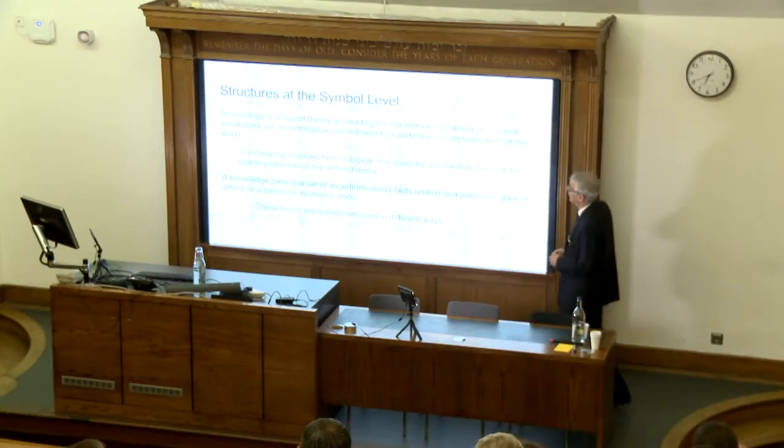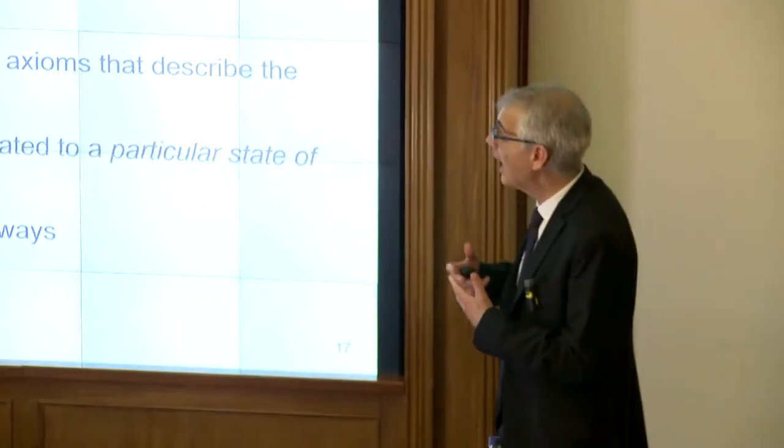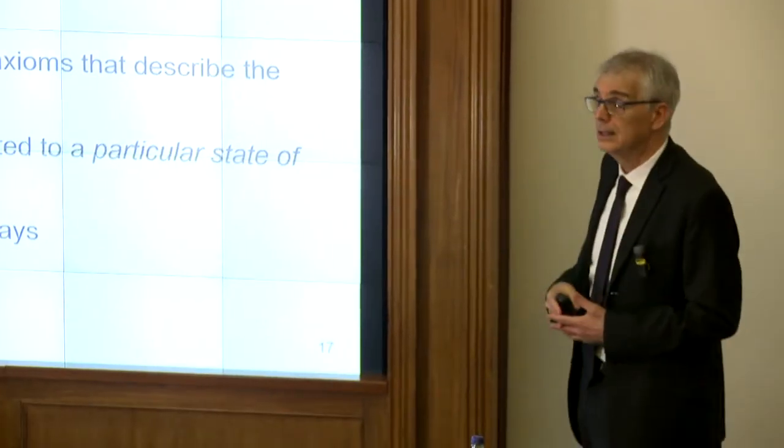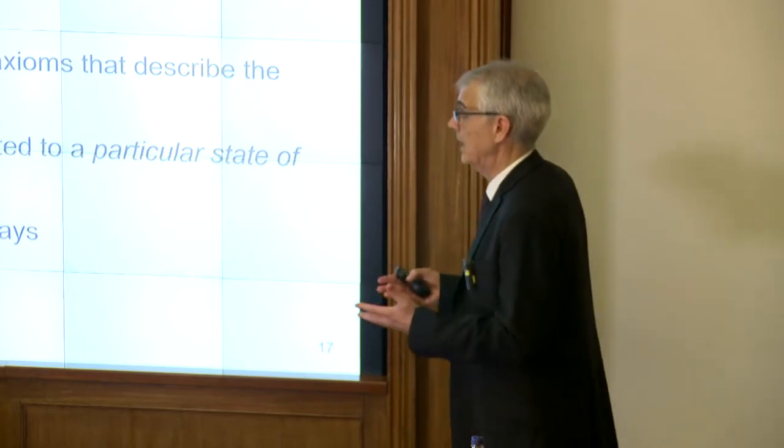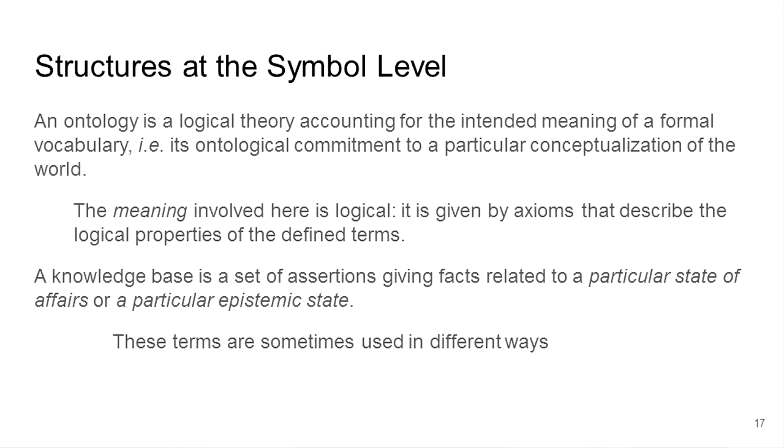So, what is an ontology? An ontology is a logical theory which gives the intended meaning of a formal vocabulary. So, what are the terms that are used to describe the domain that formalize a conceptualization, and how they are defined in terms of logical axioms. So, meaning here is logical.